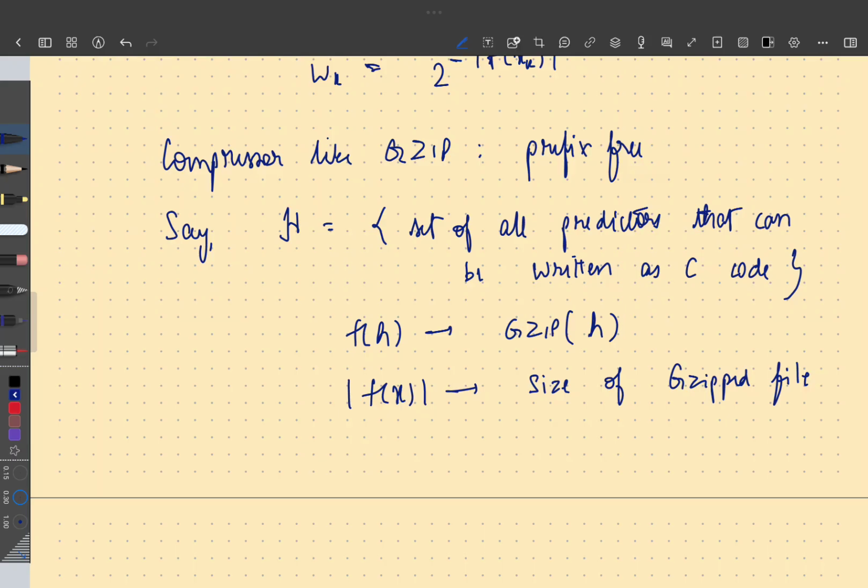So the weight function that you choose is basically 2 to the minus size of the gzipped file. Does gzip plus prefix-free mean that the ASCII characters are converted to some binary file? If you view this as a binary string, then the corresponding string would be the prefix of no other compressed C program. No, the text file in fact.